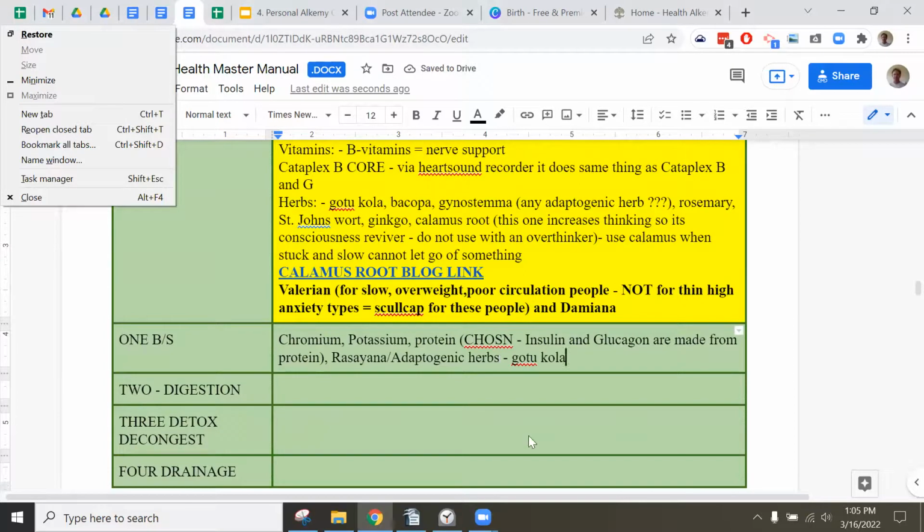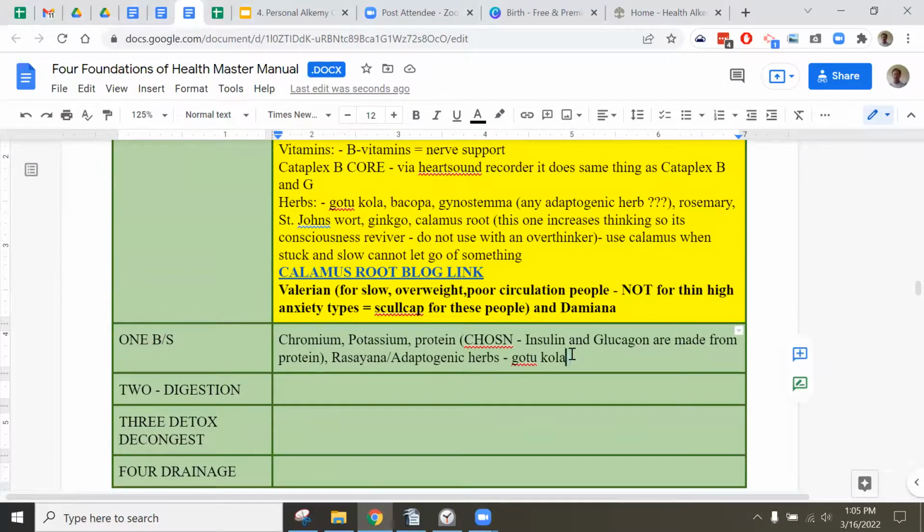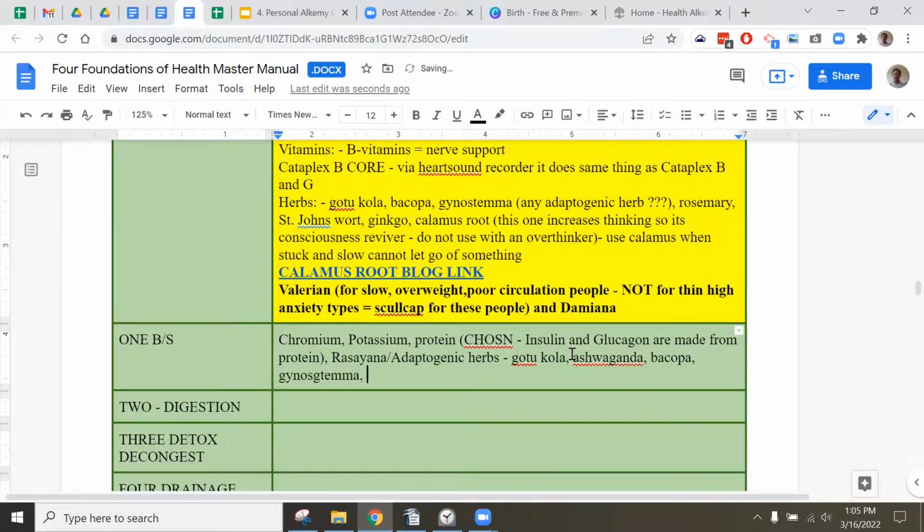Ashwagandha, sure, it's calming. Bacopa, gynostemma, St. John's wort. This is kind of the maximum mental alert blend. That's why I made it. It's for the chooser. Ginkgo, rosemary. Rosemary also is liver detox, folks, and circulation. But so is gynostemma.